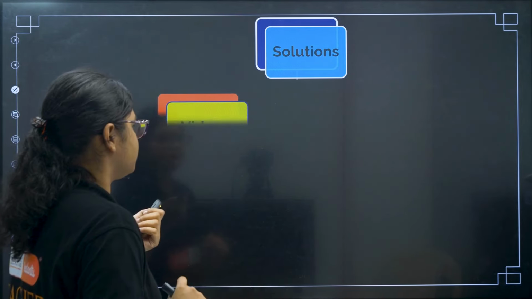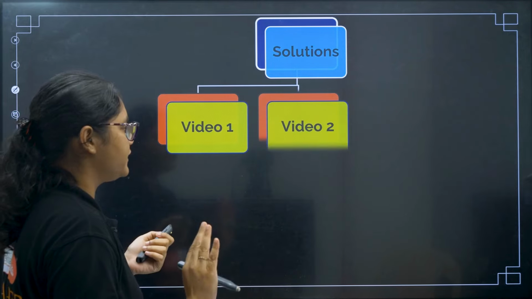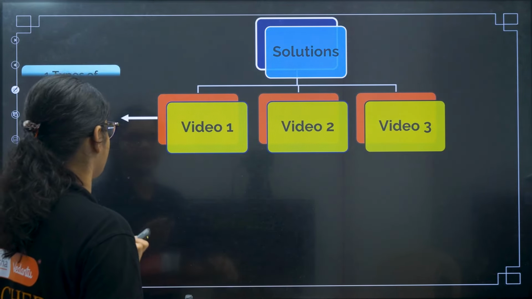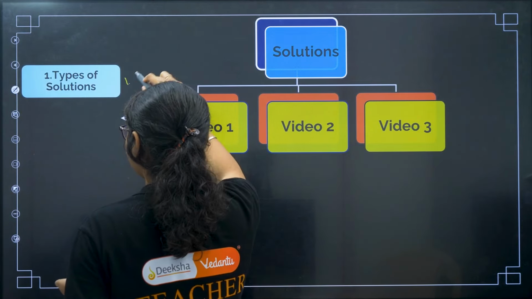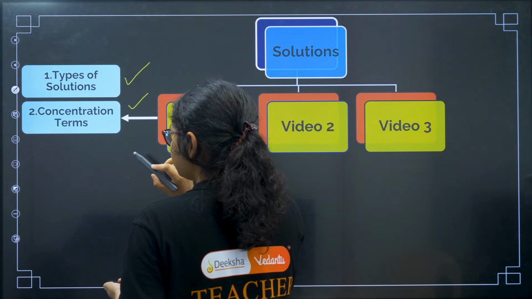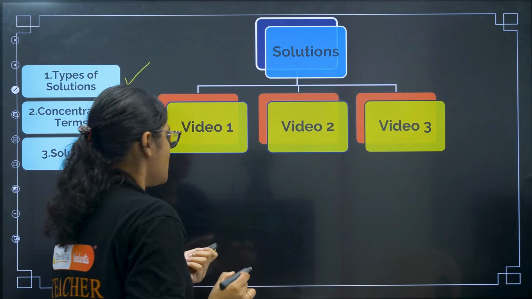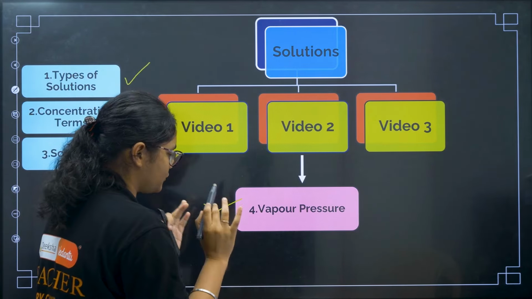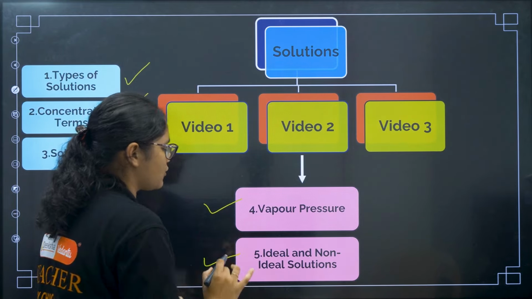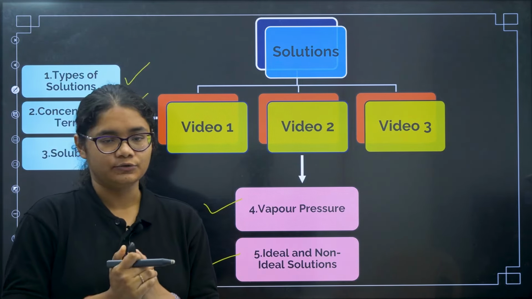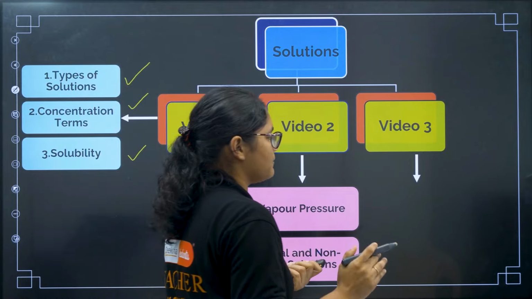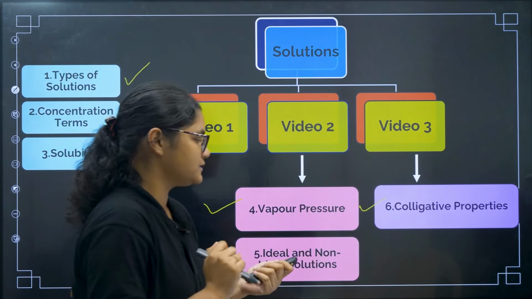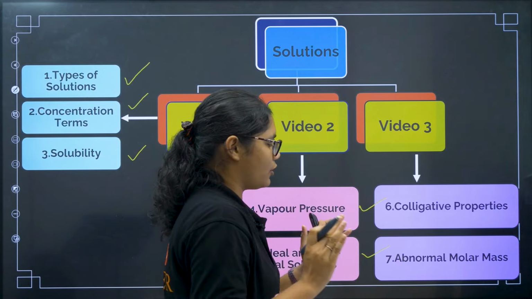In the solutions chapter we will be having 3 lectures: video 1, video 2 and video 3. In the first one, that is today, we are going to discuss 3 topics that I have already told you: types of solution, concentration terms and solubility. Coming to the second lecture, we will have the fourth topic, vapor pressure, and the fifth topic, ideal and non-ideal solutions. The third video will cover the sixth topic, colligative properties, and the seventh topic, abnormal molar mass.